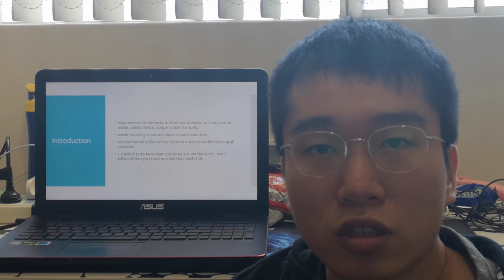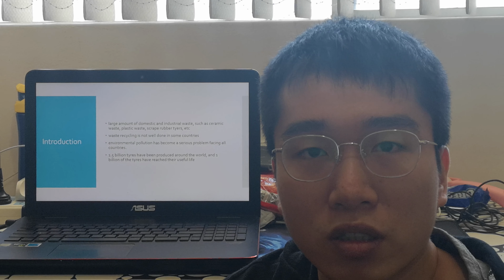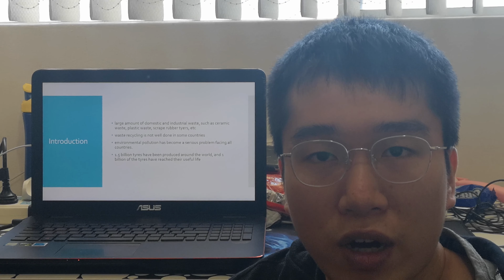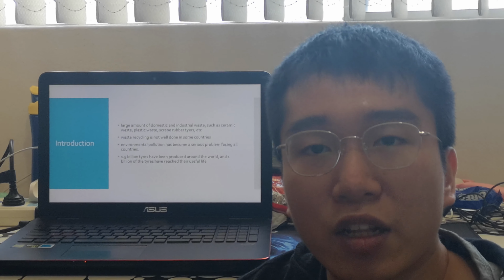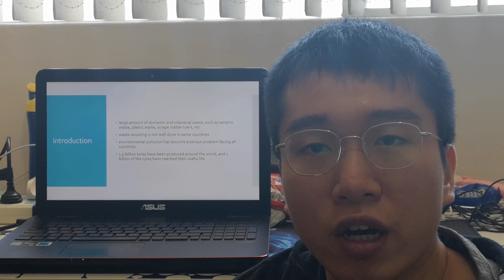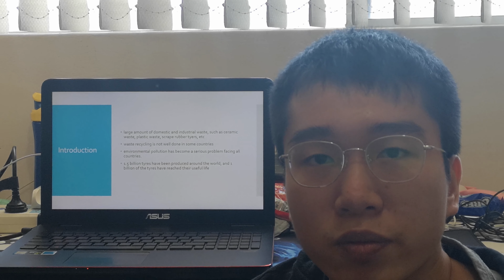According to the data, scrap tires are the most harmful because they cannot be degraded in nature. 1.5 billion tires have been produced around the world, and 1 billion of them have reached the end of their useful life. This number will continue to rise in the future.